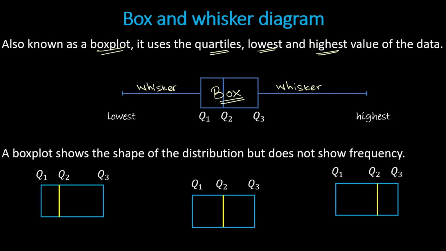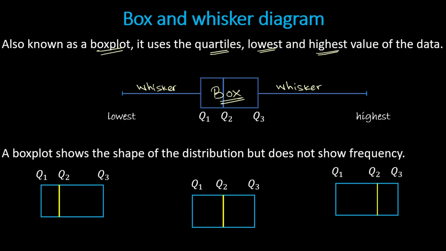And the main advantage of a box and whisker diagram is that it shows the shape of the distribution, right? Whether it is symmetrical, whether it is skewed, and so on. We are going to discuss more about shape in the next session, right? Just keep in mind the advantage of a box plot is that it shows the shape of the distribution, and the main disadvantage is that it does not show frequency, right? This is a disadvantage of the box plot.